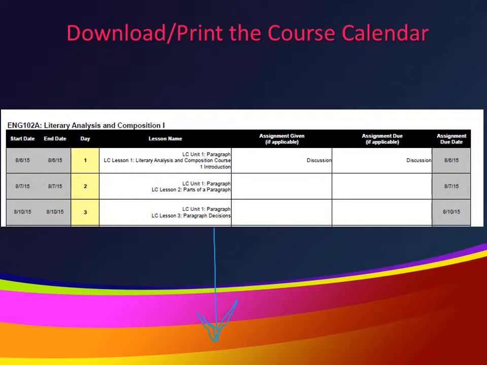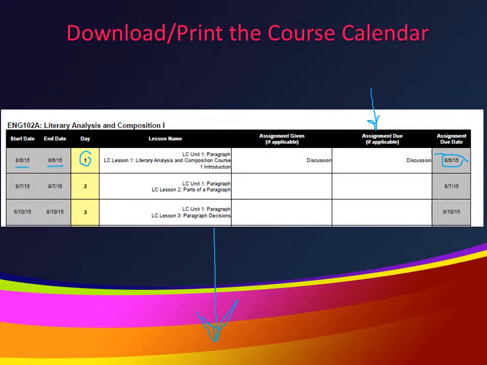So day 1 here, lesson 1 starts on August 6th and it ends on August 6th. So that means that whatever assignment, if there is one attached to it, needs to be turned in on that date. And the assignment due dates are listed right here. So if you have an assignment, it's going to be listed here. Okay, and then the due date is right here to the right of it.